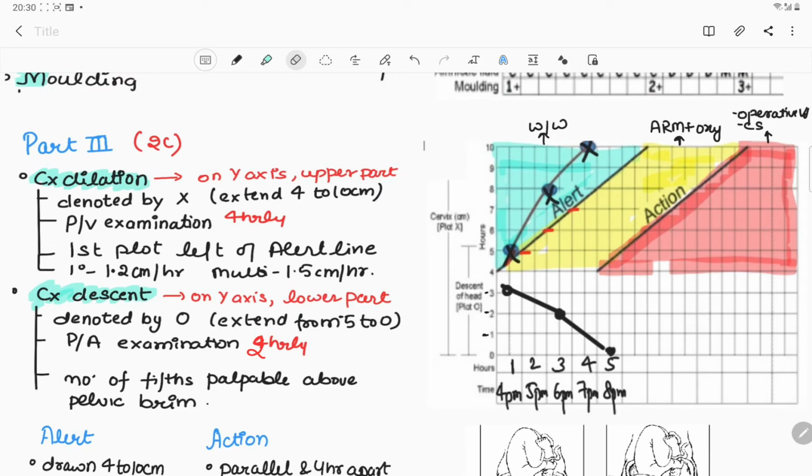So, these are 3 zones: green, yellow and red. If our partograph lies in the green zone, it means progression of labor is good and we have to wait and watch. And if our partograph lies to the right of the alert line in the yellow zone, we need to do some intervention like artificial rupture of membrane or Synto infusion. And if it lies on the right side of the action line in the red zone, we have to consider operative vaginal delivery or cesarean section.